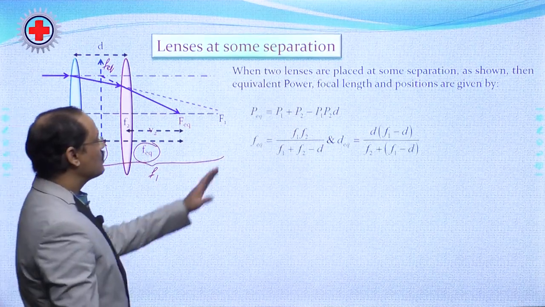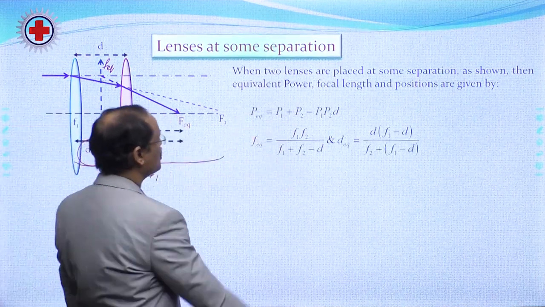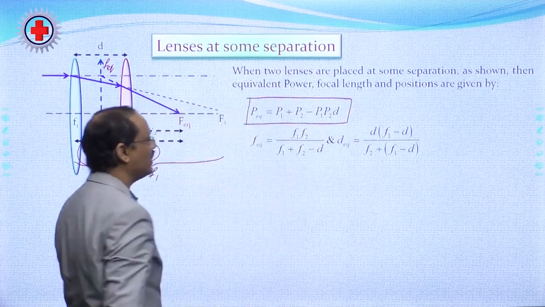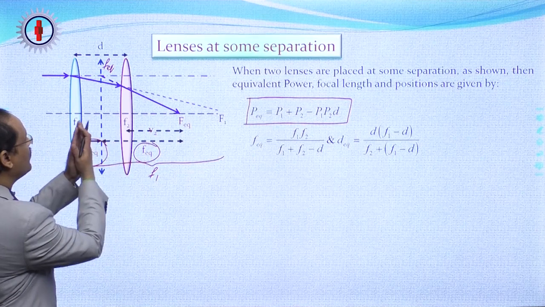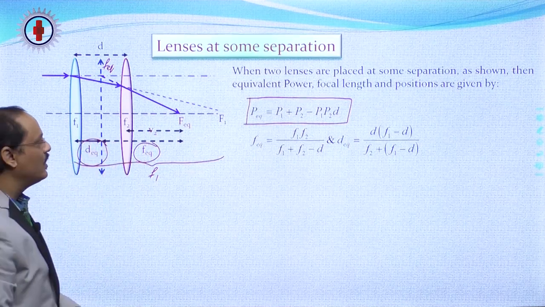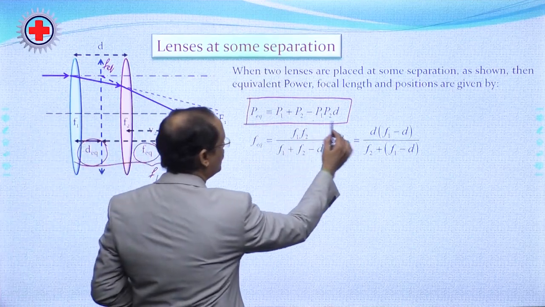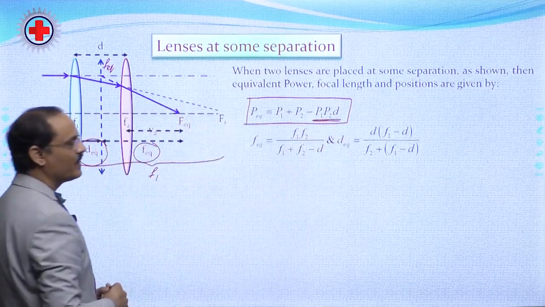So, the equivalent power of the combination is given by P1 plus P2 minus P1 P2 d. That is, when we keep them in contact they are more powerful, but as we increase their separation their power decreases by this particular factor.